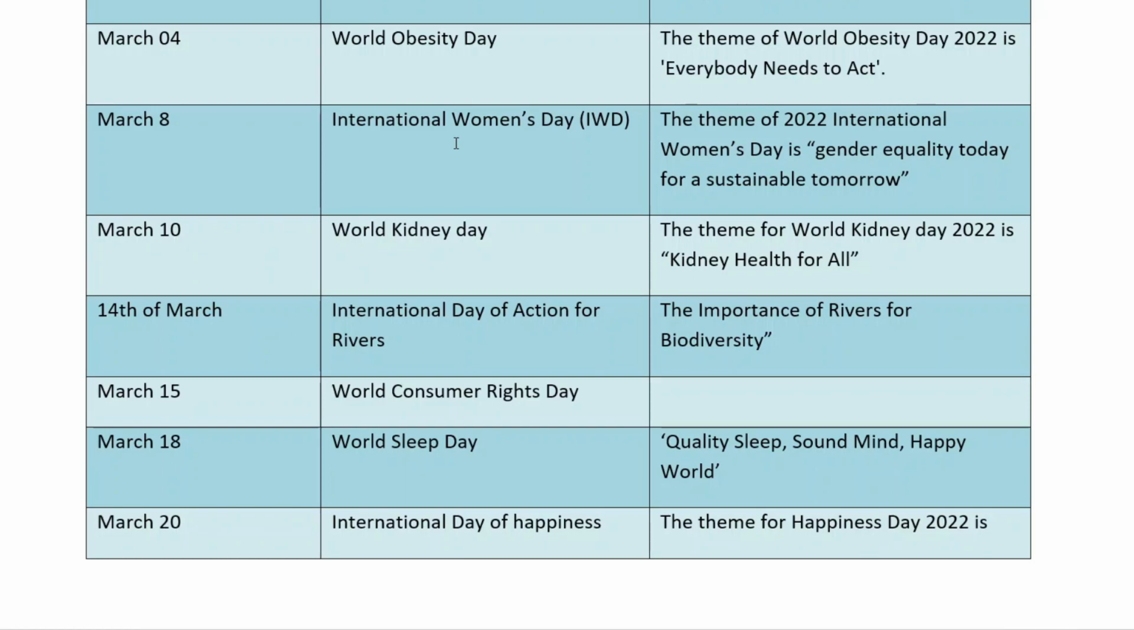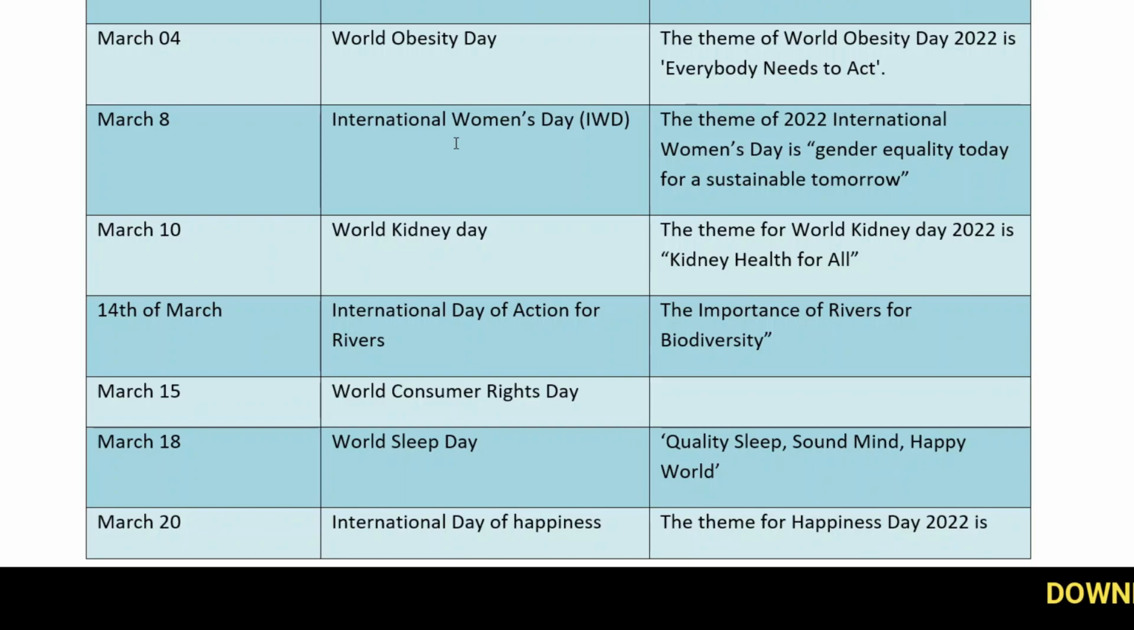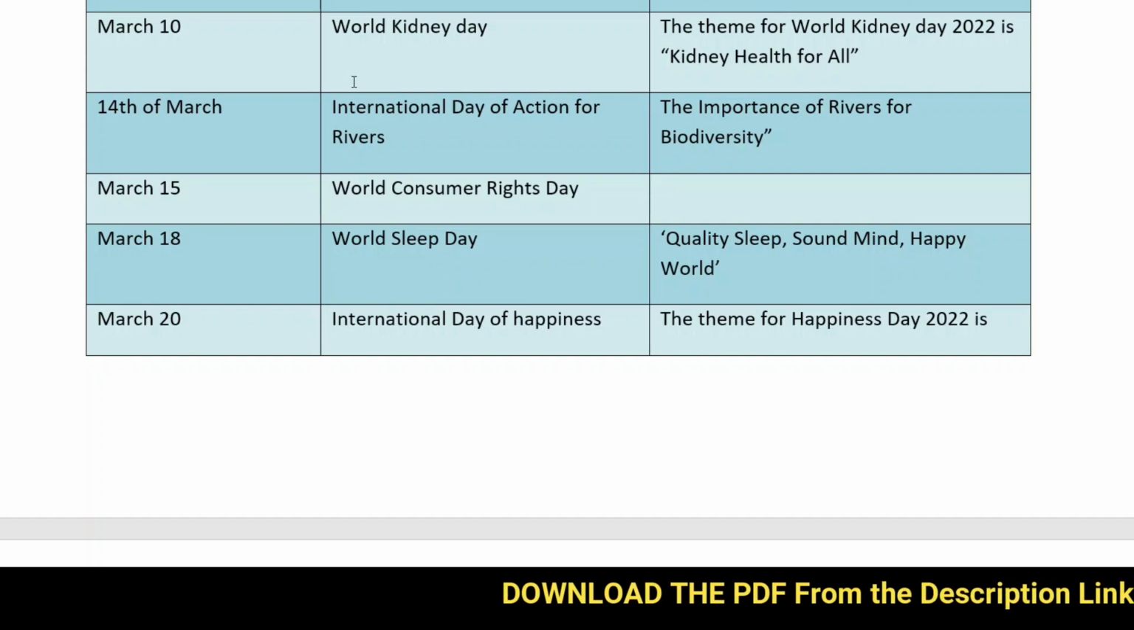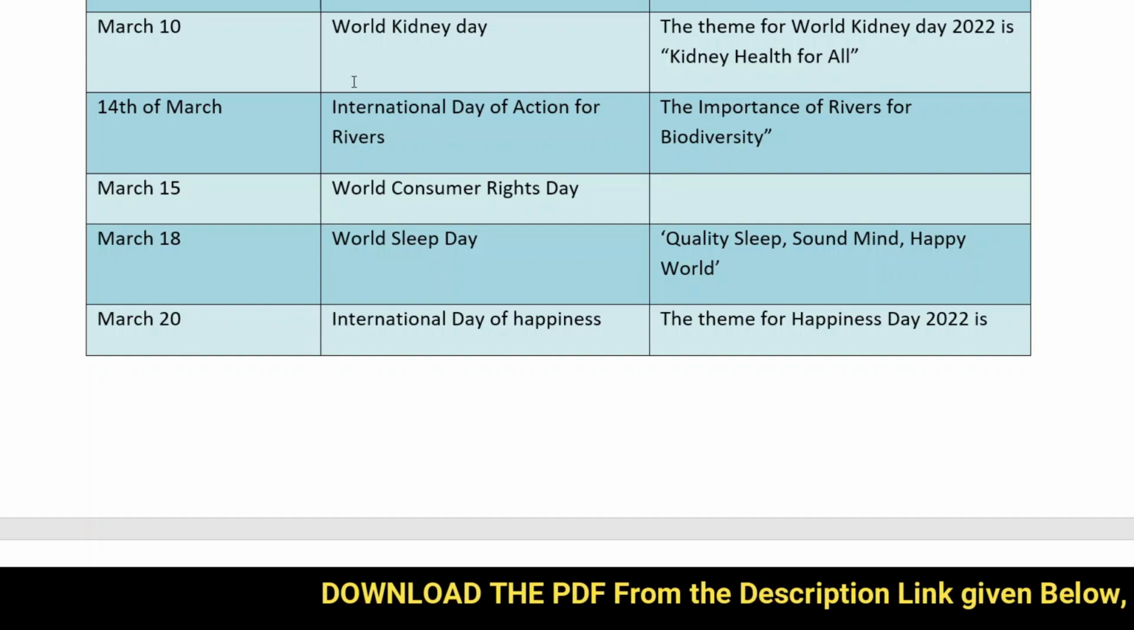The next one is March 10th. It is seen as World Kidney Day. The theme is Kidney Health for All. 14th March. It is seen as International Day of Action for Rivers. The importance of rivers for biodiversity. It is a theme for International Day of Action for Rivers.